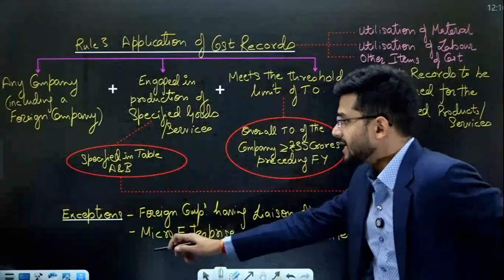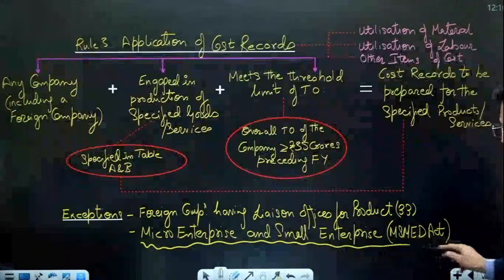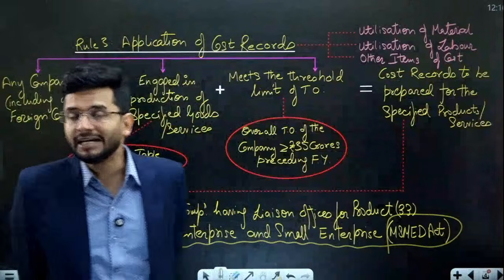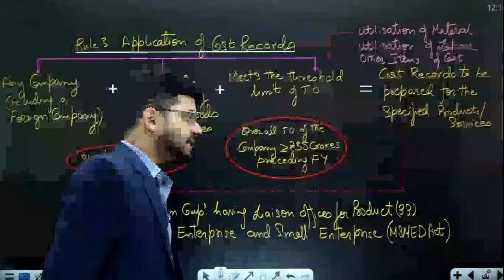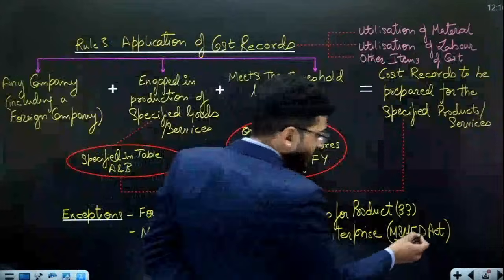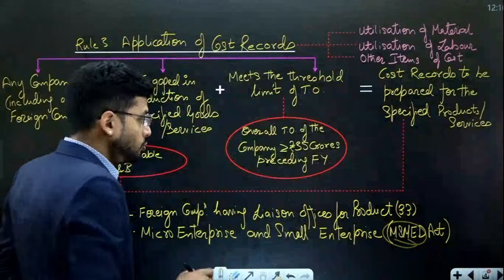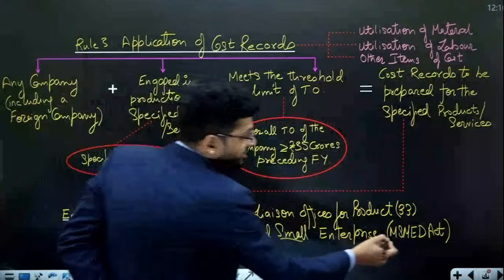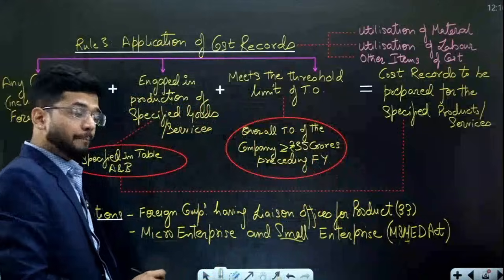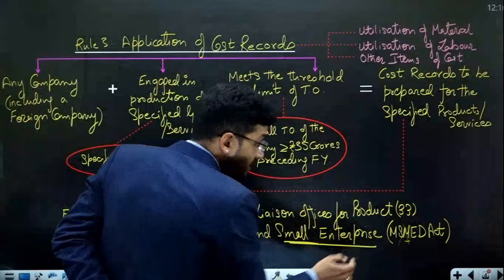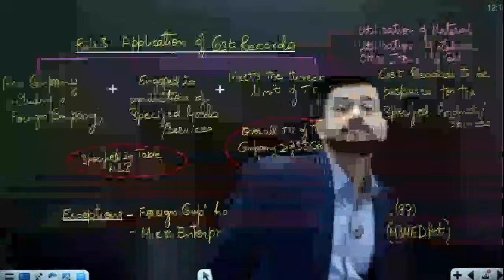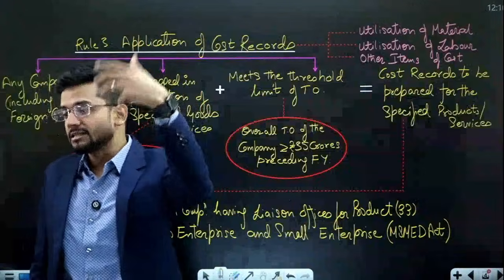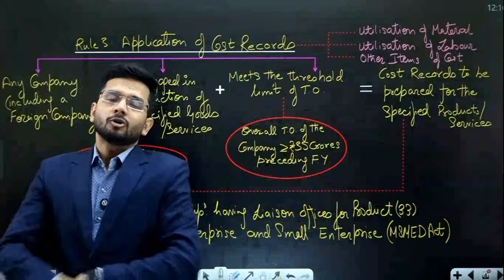What is the second exception? Second exception is micro enterprise and small enterprise under the MSMED Act. There's an act which is the Micro, Small and Medium Enterprise Development Act 2006. According to this act, the companies are divided into micro enterprises, small enterprises and medium enterprises. Medium enterprises are not exempt from cost records, but micro enterprises and small enterprises are exempt from preparing their cost records. And yes, in the examination, the question will give you specifically that this particular company is a medium company or a micro company or a small company.